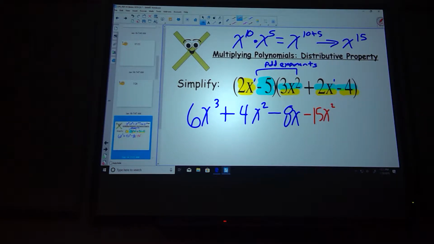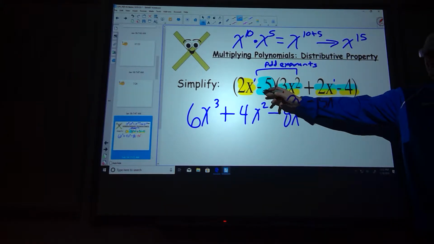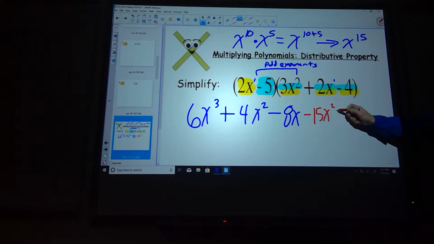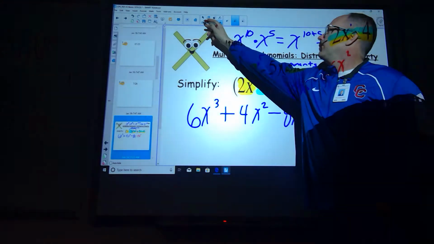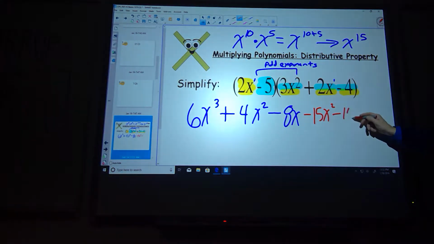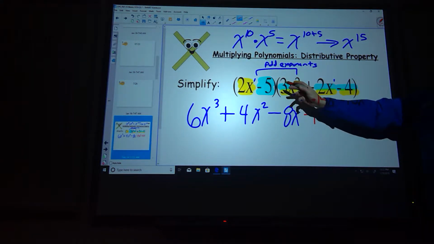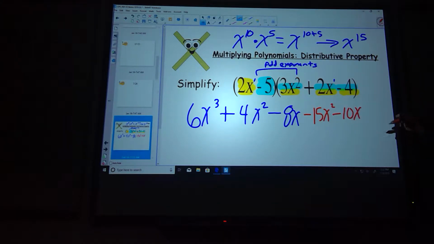I'm pausing, I'm going slow for a reason, because it's kind of a newer concept. Yeah, so then negative 5 times positive 2x is going to be negative 10x. And then the last one, negative 5 times negative 4 is? 20. Positive 20, right? Because negative times negative? Now just take a look up there. Does that whole string of stuff make sense? Sure. Is there anything that we're missing that I could give you more clarification on?